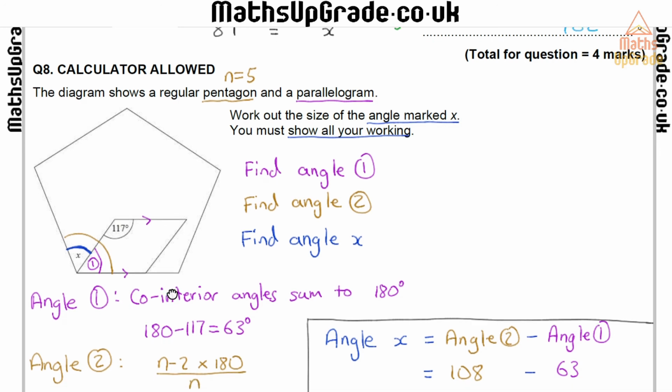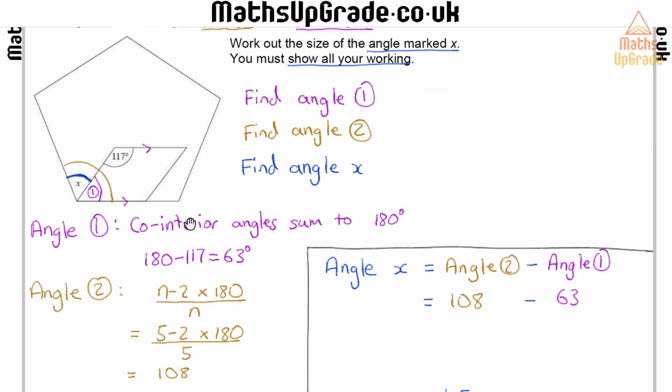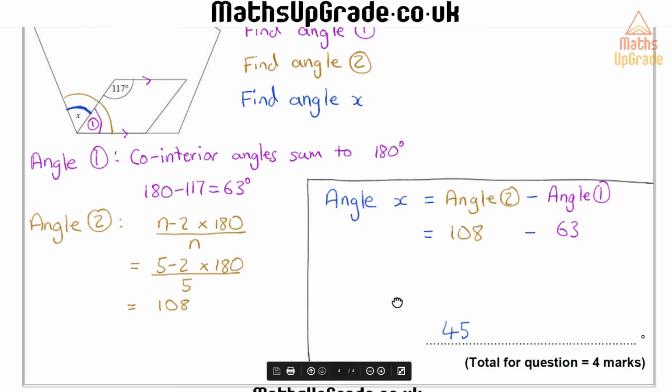Now angle 2: the sum of angles in a pentagon is 5 minus 2 times 180. But because it's a regular pentagon, I can divide that by the number of sides, divided by 5. That gives me 108, so angle 2 is 108 degrees. Now since I found this overall angle here and the smaller purple angle there, I can subtract those to give me the remainder, which is angle x, which is 45 degrees.